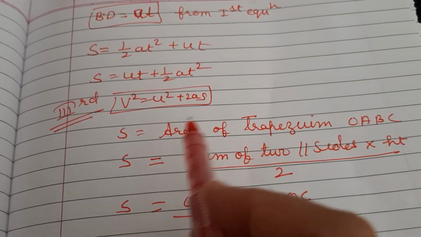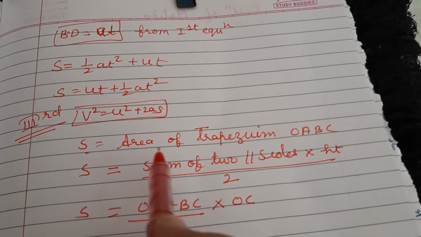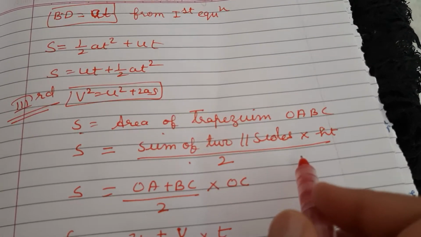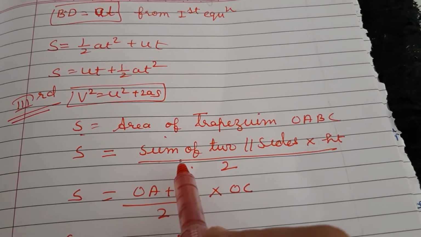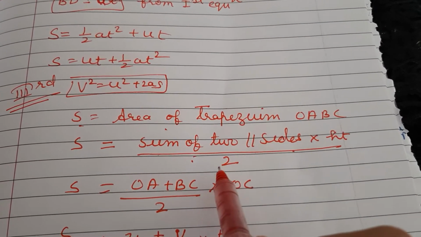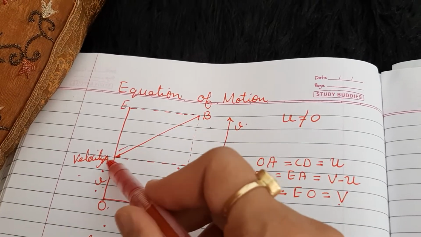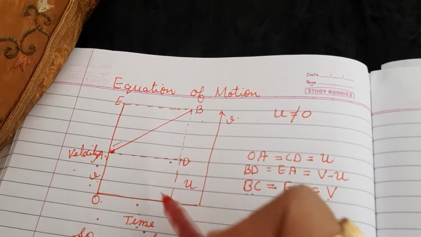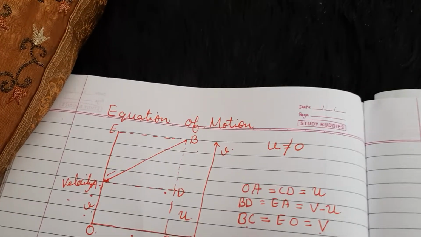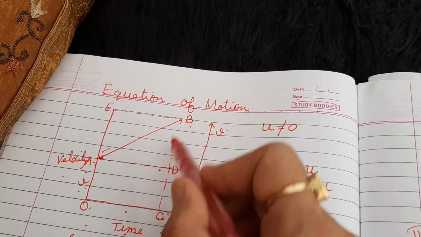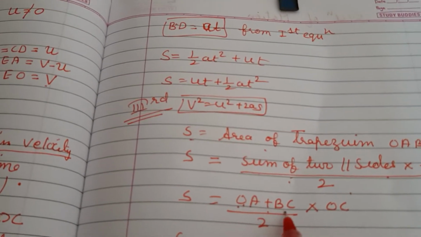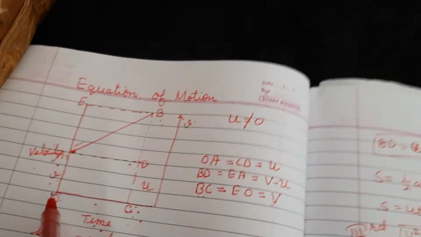Now in the third equation of motion, again we have to find the distance, so we find the area of the trapezium OABC directly. The formula for the area of a trapezium is the sum of the two parallel sides into height upon 2. The two parallel sides of this trapezium are OA and BC. So we write OA plus BC upon 2 into height, which is OC.